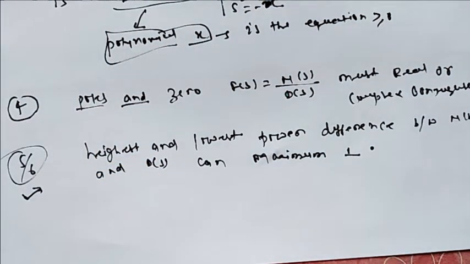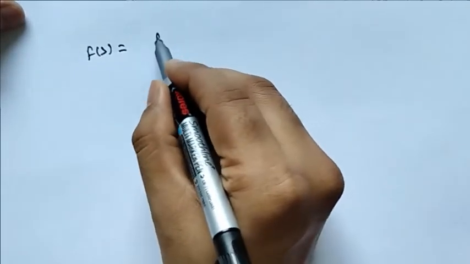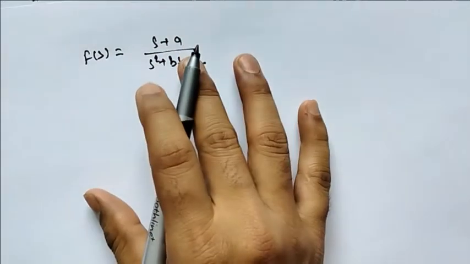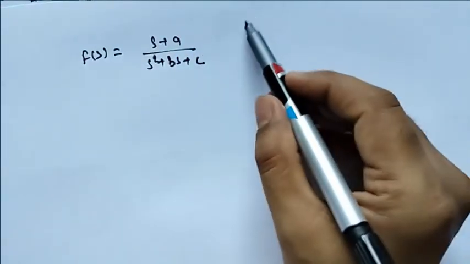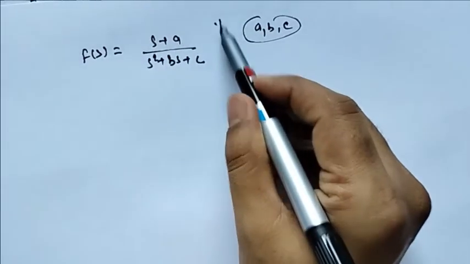Now we are taking a simple example. Suppose I am taking this one. If Fs is equal to (s plus a) by (s square plus bs plus c). Now we need to find a condition for a, b, c, for which this is a PRF function.